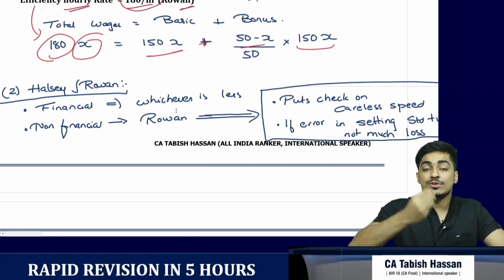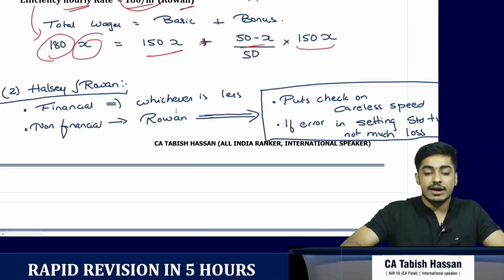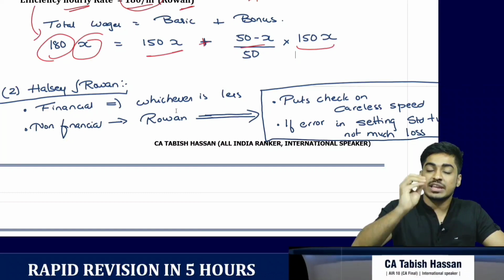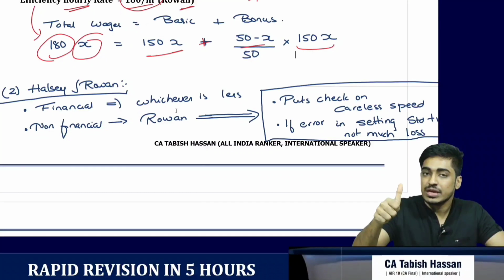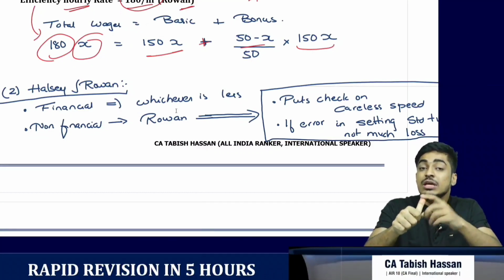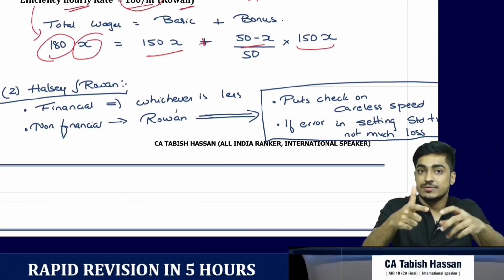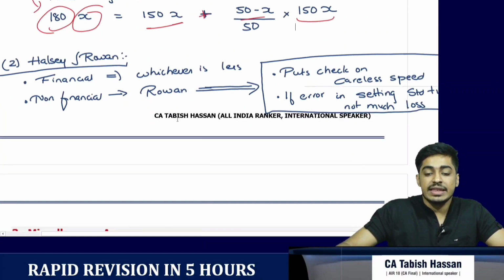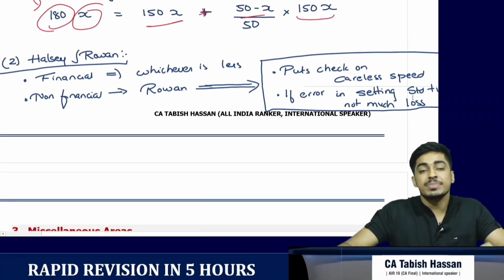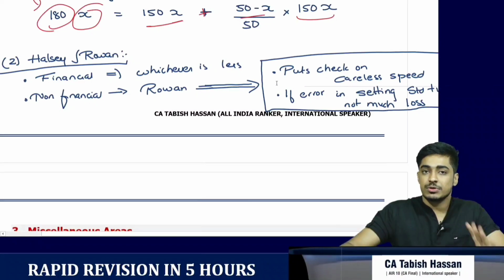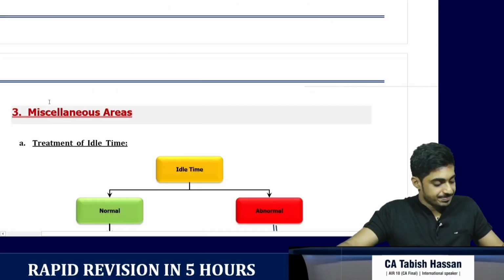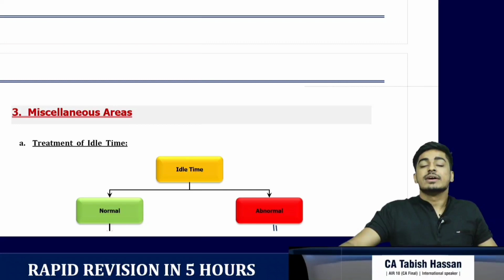And again, we also have non-financial factors. In non-financial factors, we always have to write that Rowan is better than the Halsey premium plan. Why? Because Rowan puts a check on careless paid. It is not paying you based on the cost saved or the hours saved. It is paying you based on a percentage of basic wages, so it puts a check on the careless paid. And next, if there is an error in setting standard time, there is not much loss in the Rowan scheme. So we have to write these two standard points for the Rowan scheme and say that the Rowan scheme is better than the Halsey premium plan. Okay, so we are done with the labor remuneration systems.